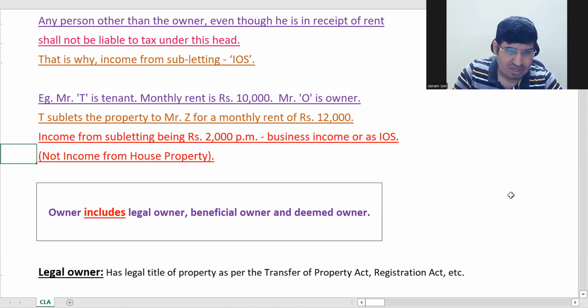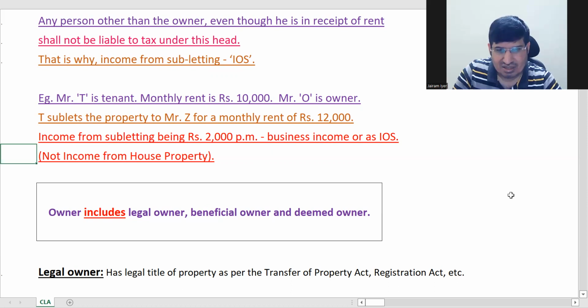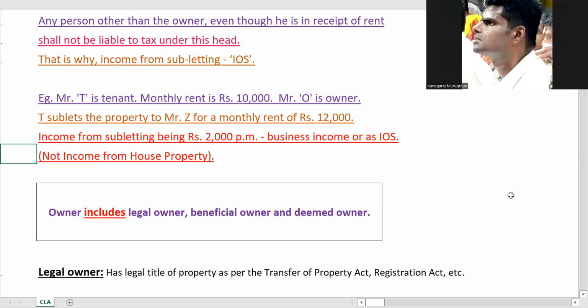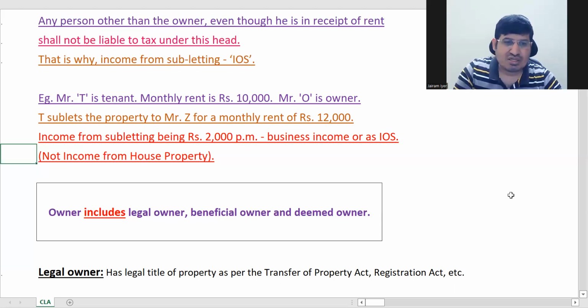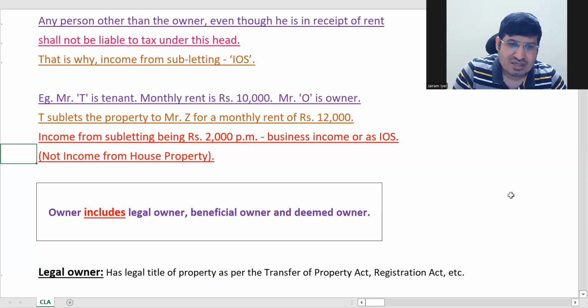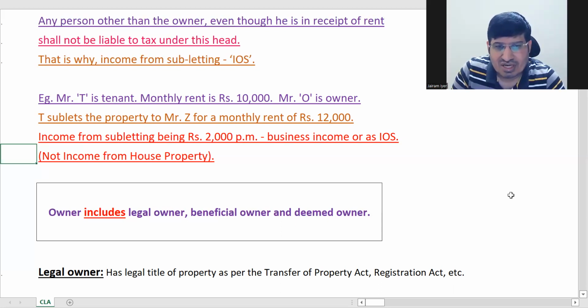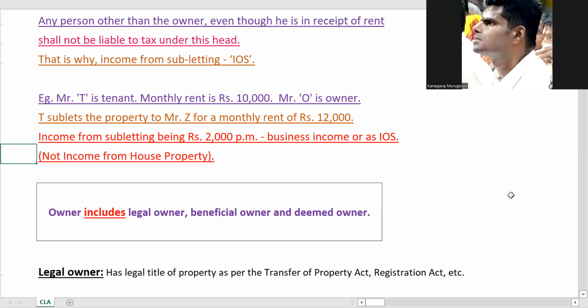Yeah, Kanagraj, go on. Sir, the subletting 2,000 per month is being income from other sources, sir. Yeah, for whom? The owner or subletting tenant? The 2,000 profit is for whom? Who is liable to tax? Owner or tenant? 2,000 is profit for tenant only, so it will be taxable for tenant only. Whoever has that profit, that person only will be charged to tax. Okay, thanks.